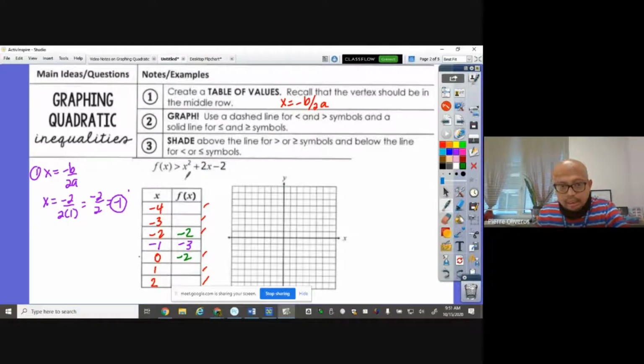And then I'm going to plug in the 1. 1 squared plus 2 times 1 minus 2. 1 squared is 1, 2 times 1 is 2, minus 2. This will be 0, so the answer is 1. So I'm going to put a 1 here, and a 1 there. And 2, I'm going to put the 2 here. So 2 squared plus 2 times 2 minus 2. This will be 4, plus 4, which is 8. 8 minus 2 is 6. So this will be 6 here, and this will be 6 here.